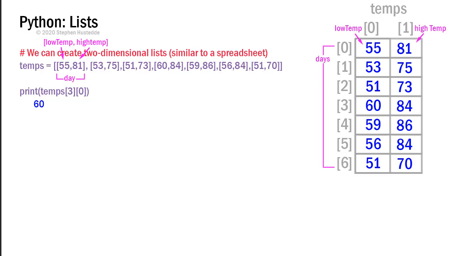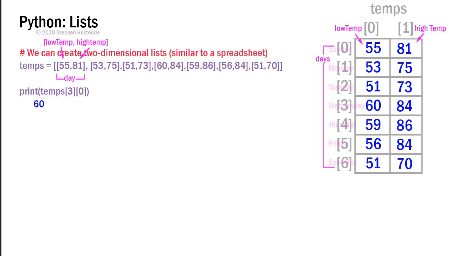themselves. If we think of each of these items inside the square brackets as being a day, and the first value is the low temperature and the next value is the high temperature, in essence we can think of this as creating a table with rows and columns. Since there are two values inside each of those square brackets, I'm going to get two columns, and then there are seven sets of brackets, which gives me my seven rows.